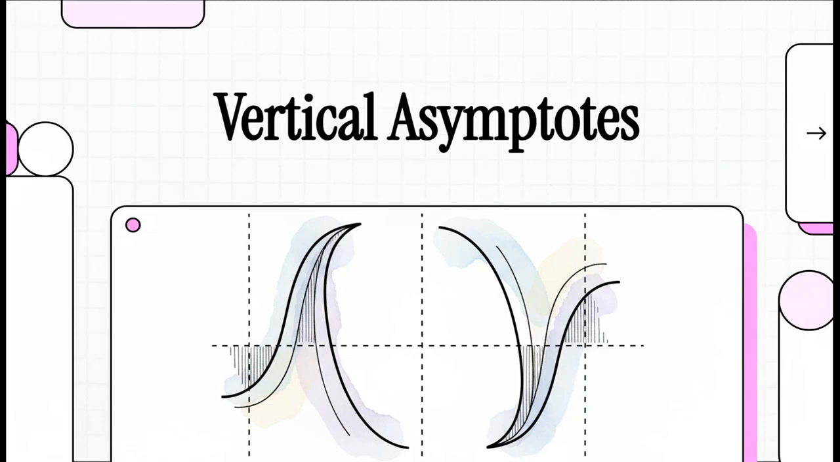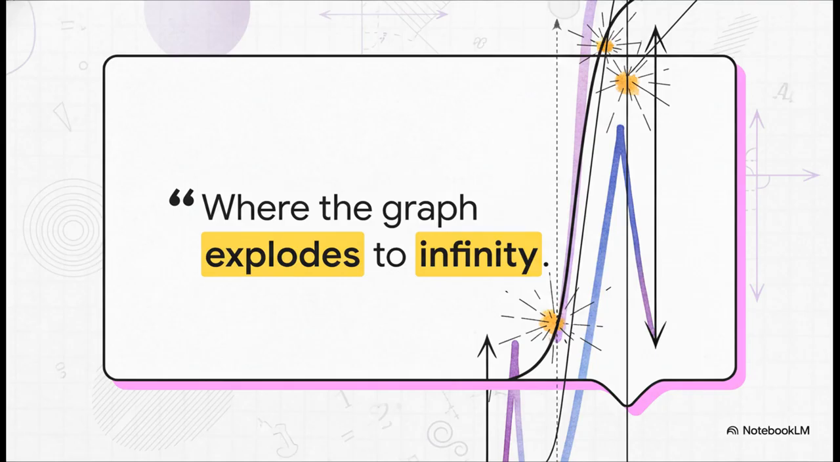All right, let's talk about one of the coolest, most dramatic things you're going to see in precalculus. We're talking about these invisible walls that functions get super, super close to, but can never, ever touch. We're talking about vertical asymptotes. And that quote, it just nails it. This isn't just some random line on a graph.